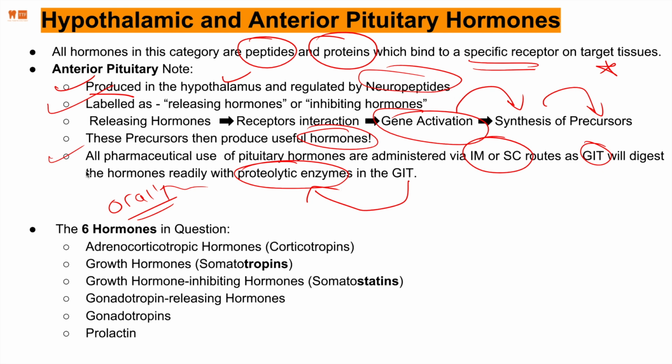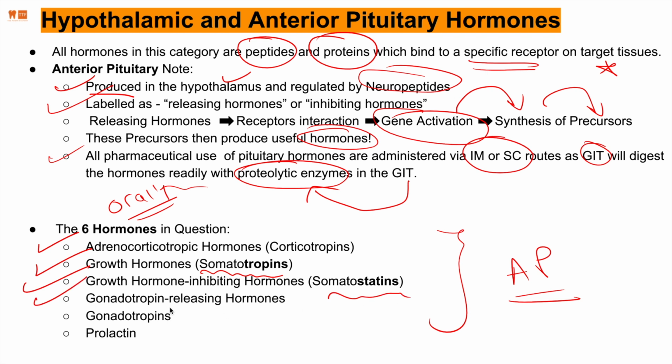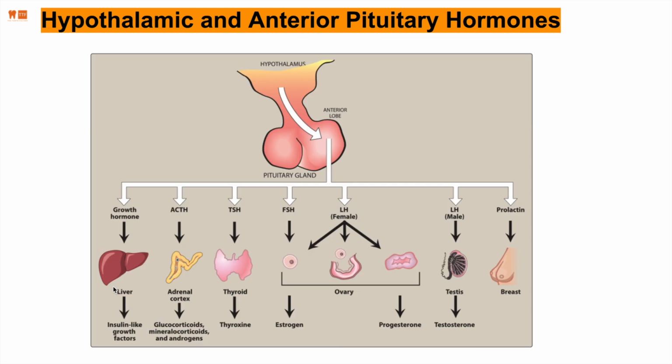Now, 6 hormones that we will talk about in detail, guys. These are all anterior pituitary hormones. Adrenocorticotropic hormones, also known as corticotropins, growth hormones, which are also known as somatotropins, growth hormone inhibiting hormone, somatostatins, gonadotropin releasing hormone, gonadotropins, and of course prolactin. Perfect. Awesome. So let's take a look at this diagram to understand a little better. Hypothalamus sends a releasing hormone to pituitary's anterior lobe. Anterior lobe functions on a multiversatile scale.